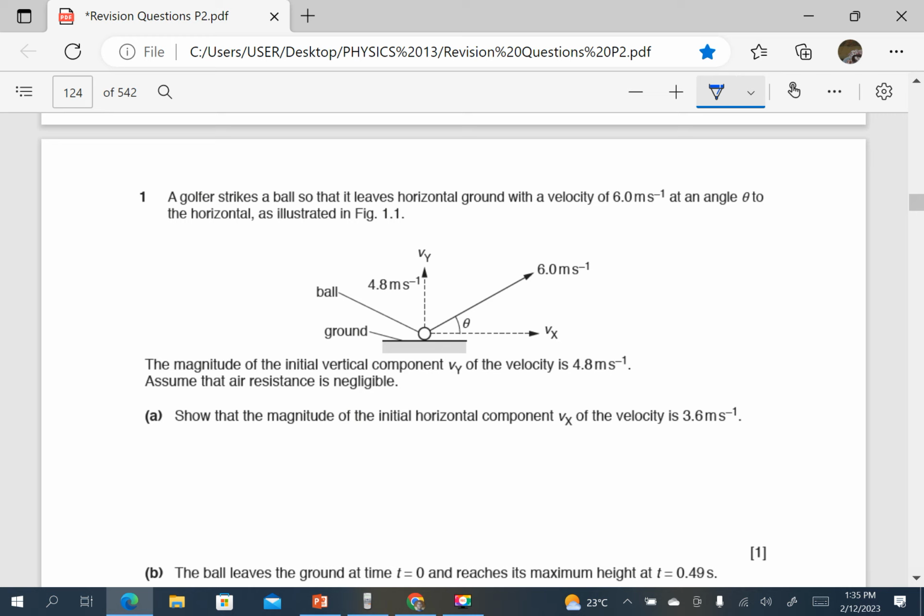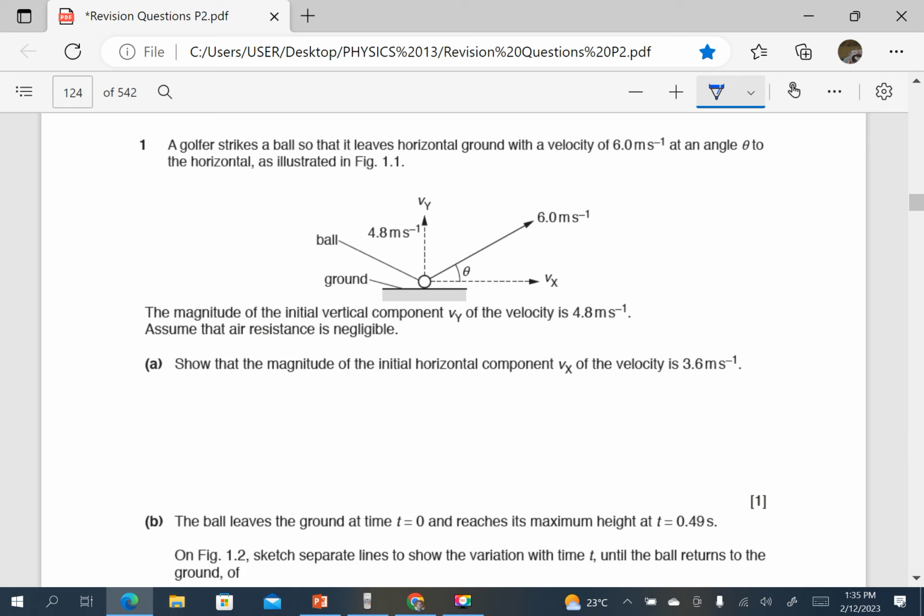A golfer strikes a ball so that it leaves horizontal ground with a velocity of 6.0 meters per second at an angle theta to the horizontal as illustrated here. The magnitude of the initial vertical component Vy of the velocity is 4.8 meters per second. That is the vertical component. Assume that air resistance is negligible. Show that the magnitude of the initial horizontal component Vx is 3.6.